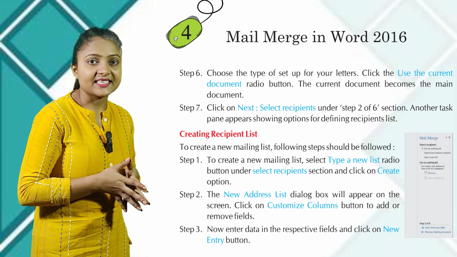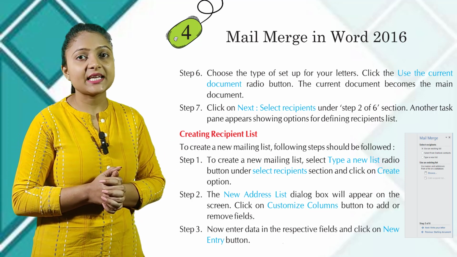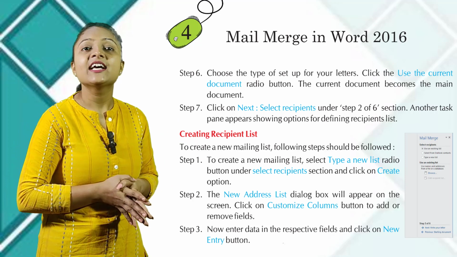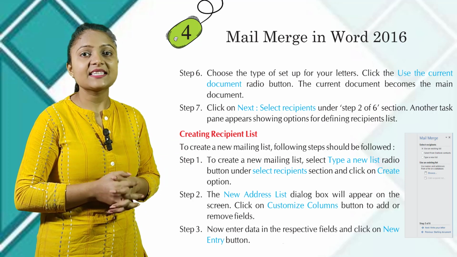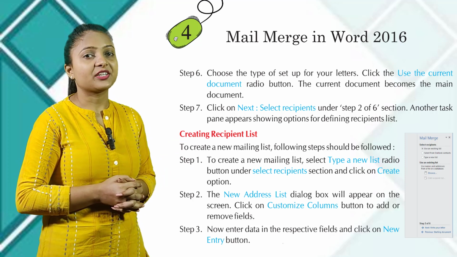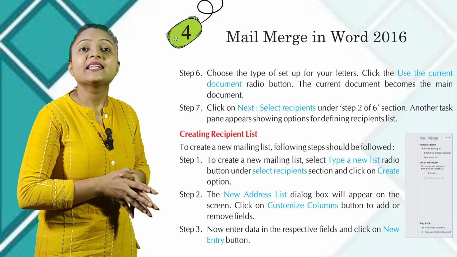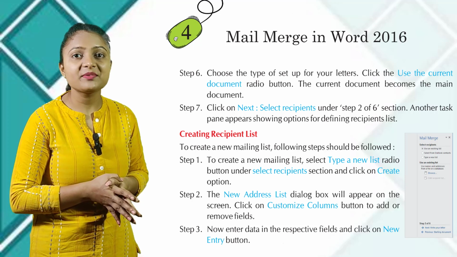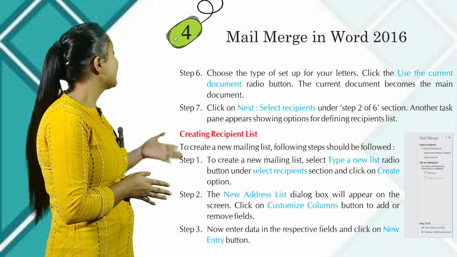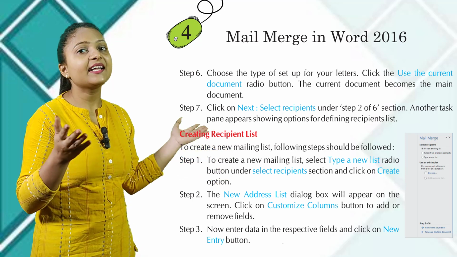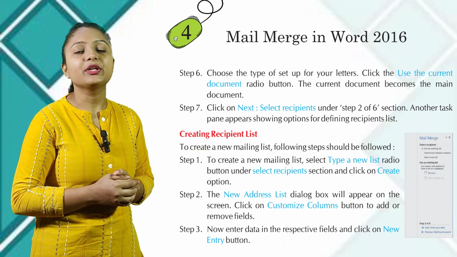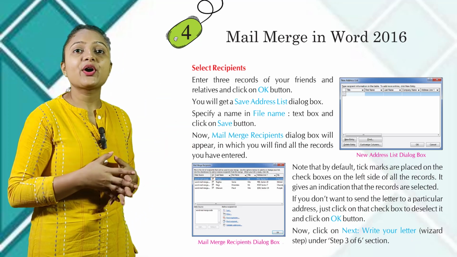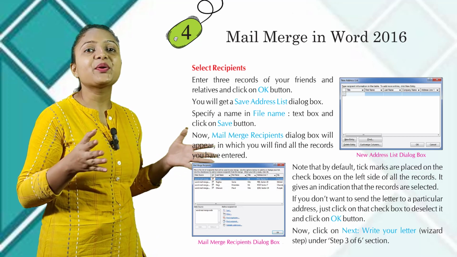Creating a recipient list. To create a new mailing list, the following steps should be followed. Step 1. Select the Type a New List radio button under the Select Recipients section and click on Create option. Step 2. The New Address List dialog box will appear on the screen. Click on Customize Columns button to add or remove fields. Step 3. Now enter data in the respective fields and click on New Entry button. Enter 3 records of your friends and relatives and click on OK button.